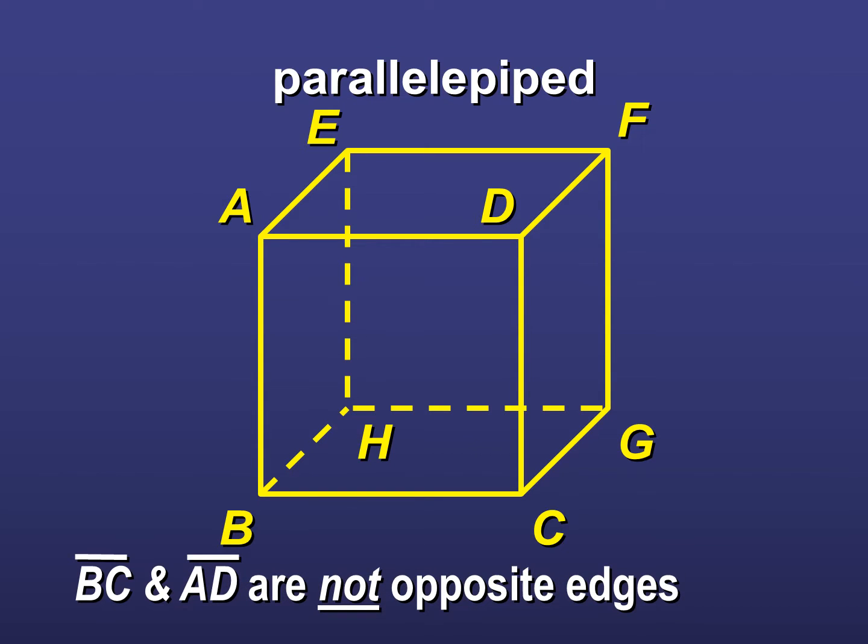Now, if we would look at segment BC and segment AD, those would not be opposite edges because they're on the same face. So they're on the same face, so those are not opposite edges.